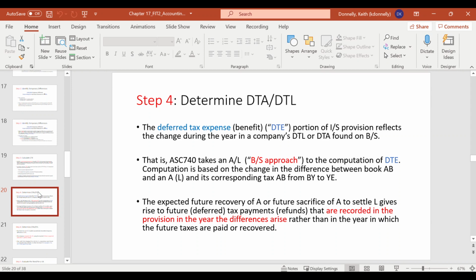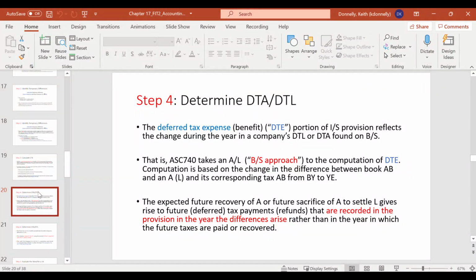So the next here, step 4, is once you figure out your current tax expense, then you're going to want to figure out your deferreds. So this is the portion of the income statement provision that reflects the change during the year in a company's DTL or DTA found on the balance sheet.